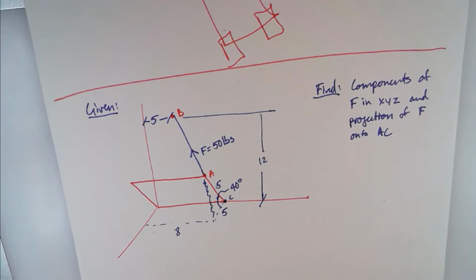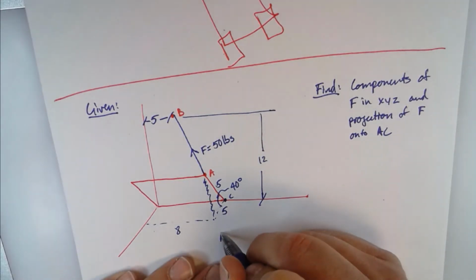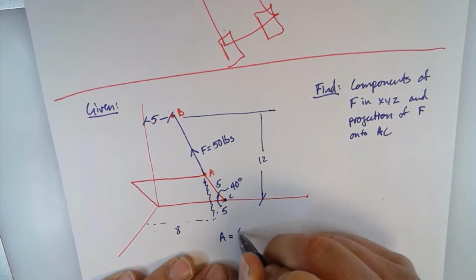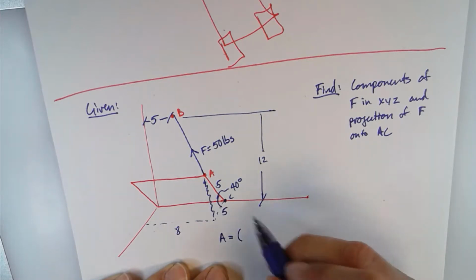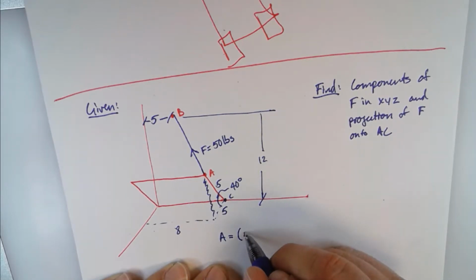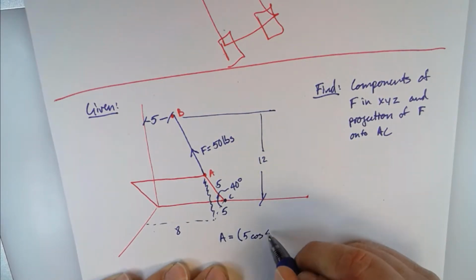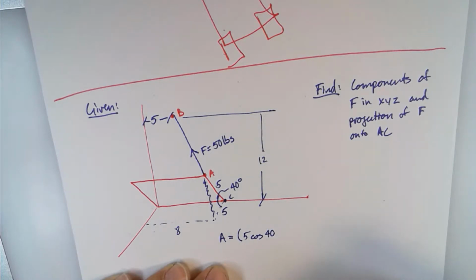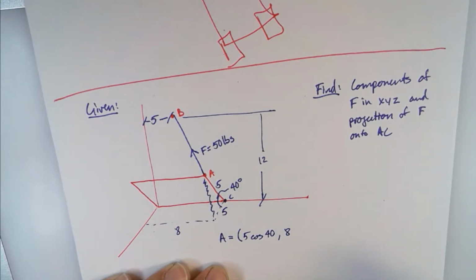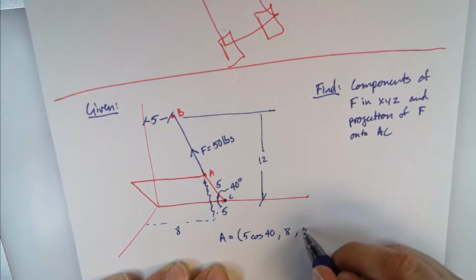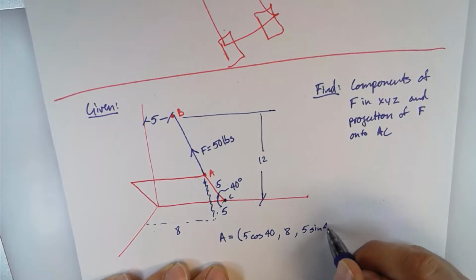Okay, so how are we going to find where A is? Well, we know the coordinates of A. We don't know what it is in x. Well, sure we do. We know that it's 5 cosine 40, right, in the x direction. And that it's 8 in the y direction, and that it's 5 sine 40 in the z direction.